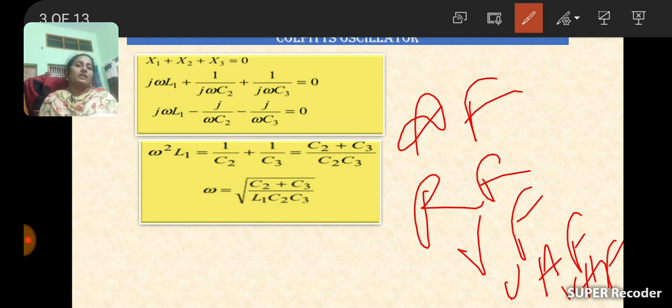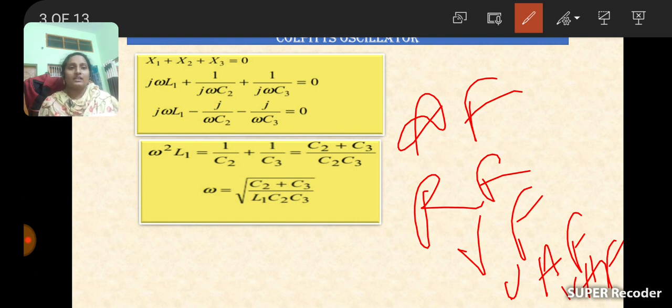In audio frequency, the frequency of the produced oscillation lies between 20 Hz and 20 kHz. In radio frequency, the oscillations produced have a frequency range above 20 kHz. In very high frequency, it is some gigahertz, and in ultra high frequency, above gigahertz also. So oscillators are available across the full frequency range. This is the main classification of oscillators.